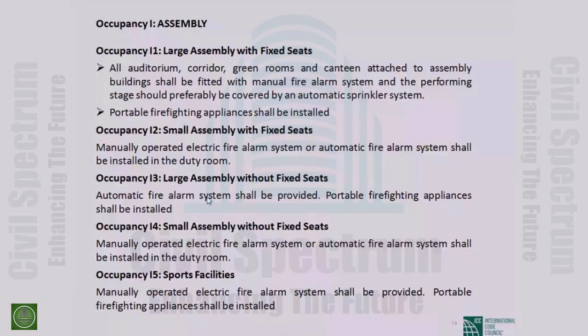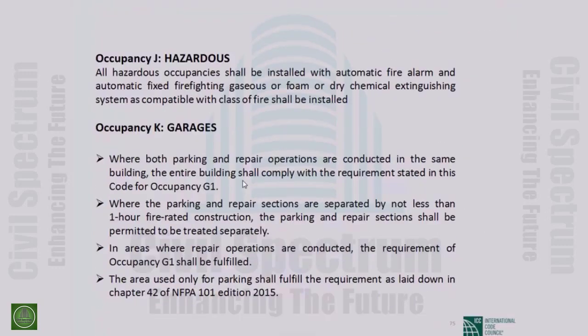For a large assembly, all auditorium, corridor, greenhouse, green curtain area of assembly buildings shall be fitted with manual firefighting system, and the performing stage should preferably be covered with an automatic smart system. This is very special. That's why I'm saying that the performing stage should always be covered by an automatic fire system. This is for fixed seat systems. Actually, assembly has two types: one is fixed seat, another is without fixed seat. Fixed seat is the big size, so we have to be careful about that. So I'm not repeating all other things.